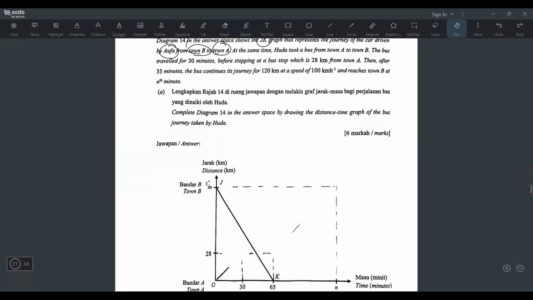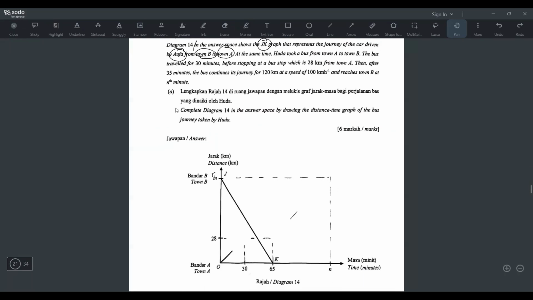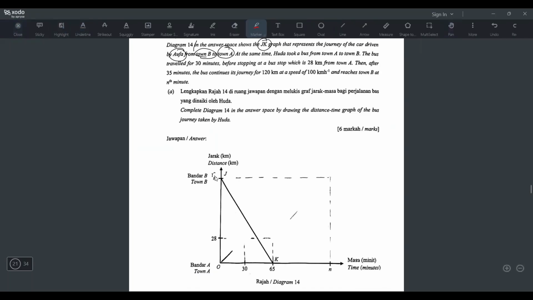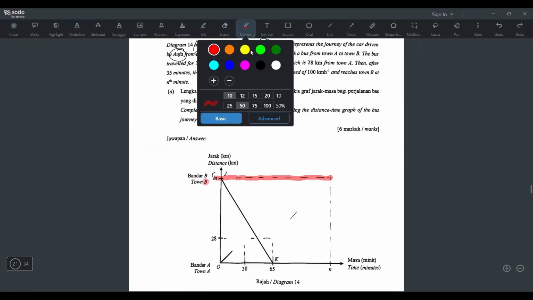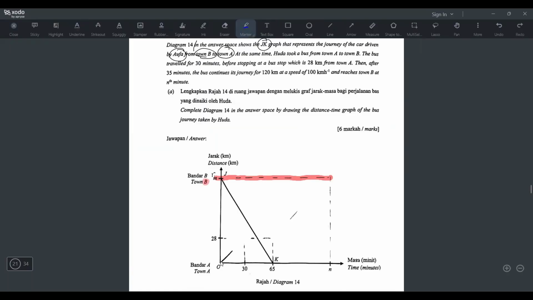Let's read again. JK graph. Where is the JK graph? So the JK graph is this one, right? And they say JK represents the journey of the car driven by Alpha from town B to town A. So I can highlight this. By the way, this is a distance time graph. So I highlight this. This is for town B, right? And then the other one is town A.